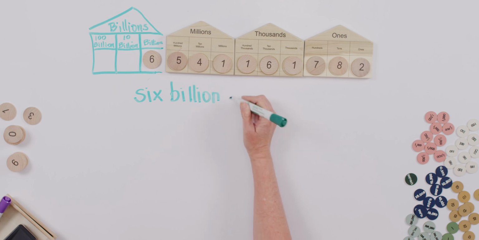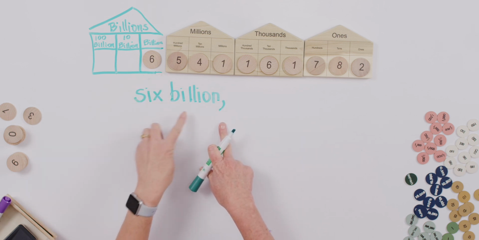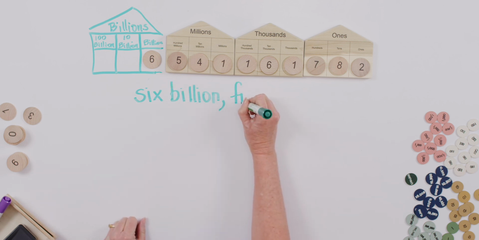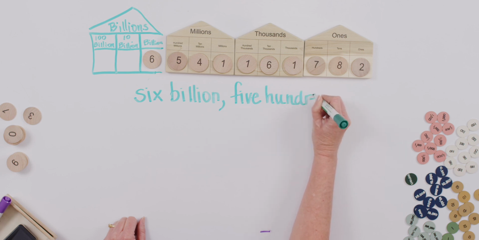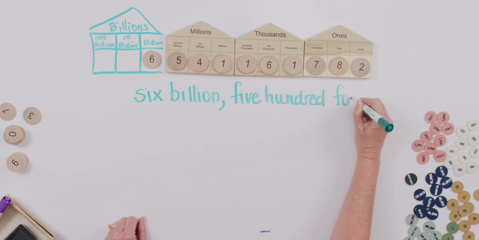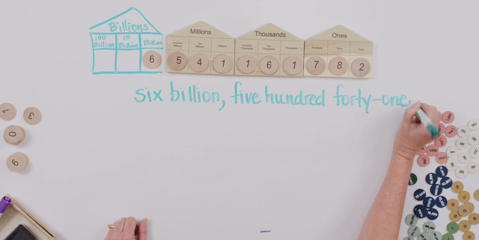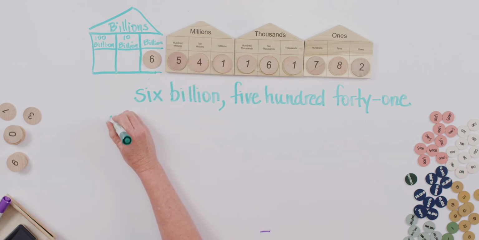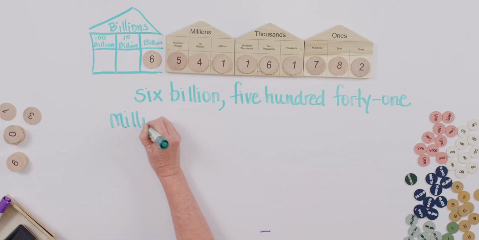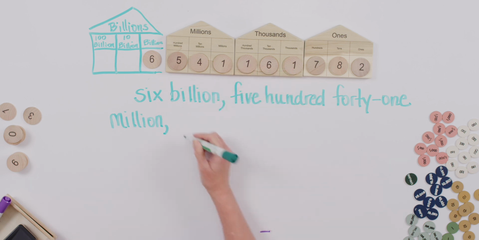And you're going to notice that I'm actually going to put a comma, just like in my words, between each period also. So 6 billion, 541 million, oops, I'm going to come back over here, 41 million. What am I going to put here? Great, a comma. 161,000.